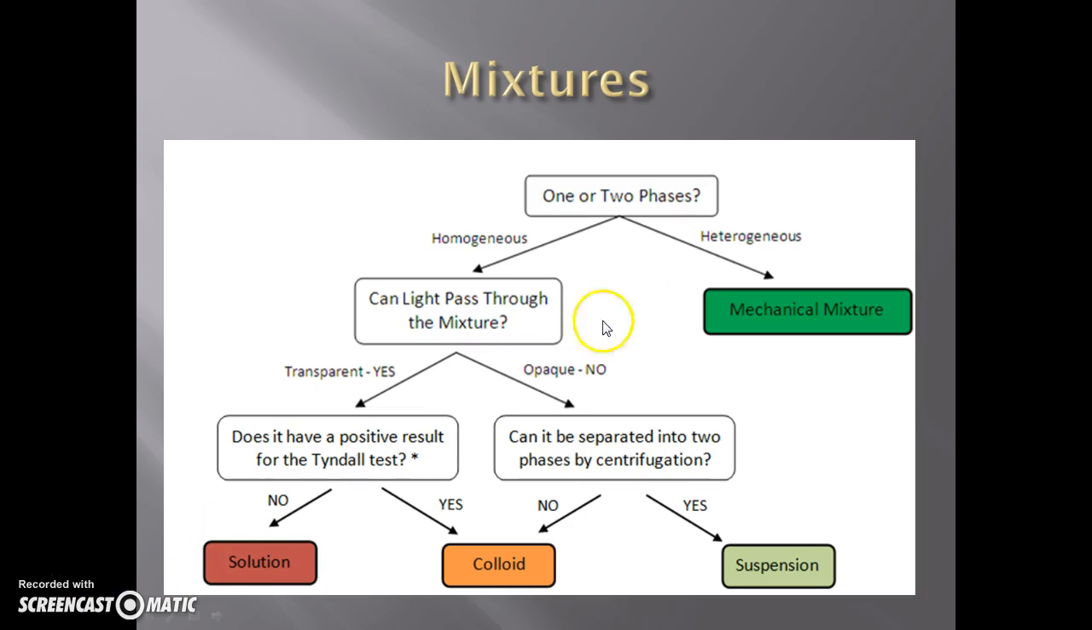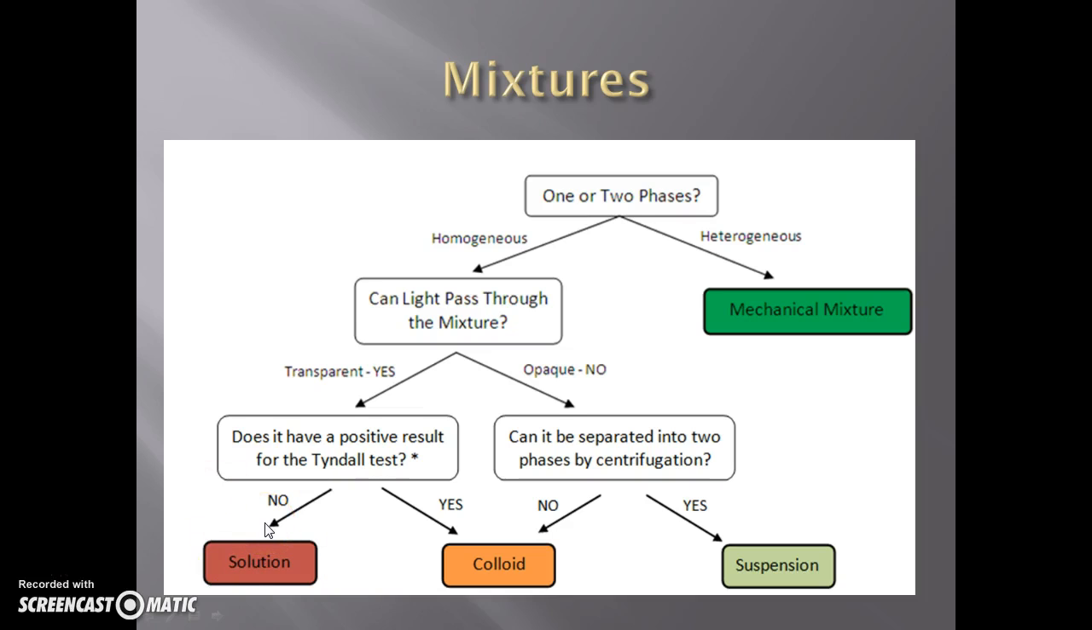You can see that on the right here. That's considered two phases. If it's one phase, we consider it homogeneous. And then we need to continue to ask more questions to really classify it further. So if you have this homogeneous mixture, can light pass through it? If light is passing through it completely, we call it transparent or clear. In that case it will usually be a solution.